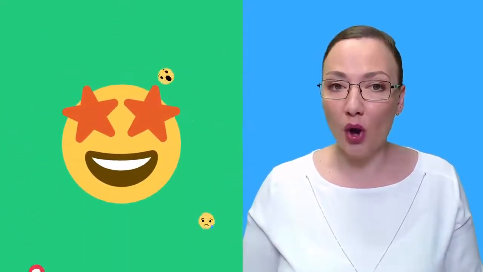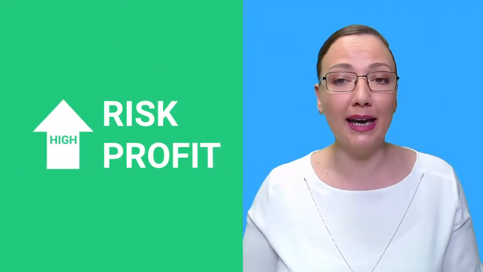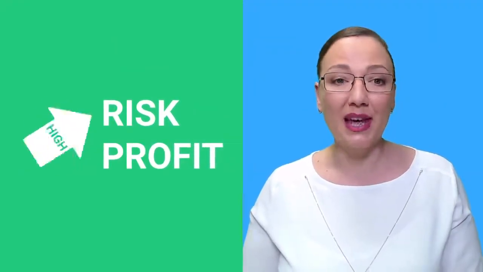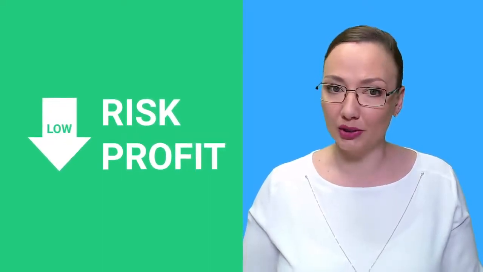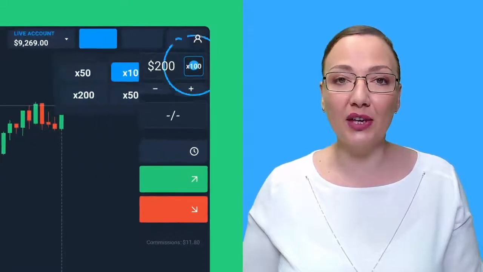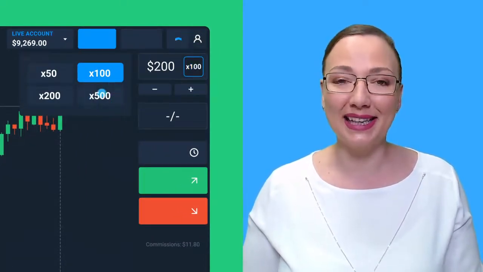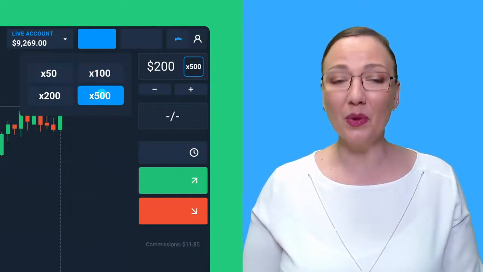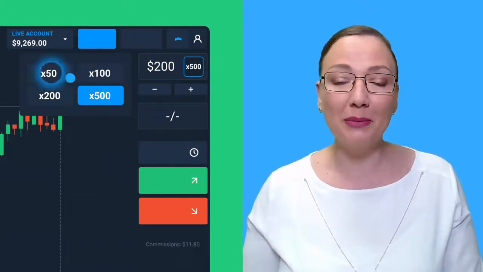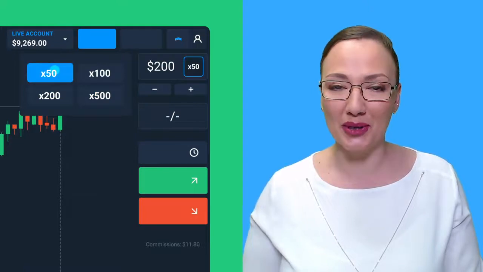This is a really awesome tool which should be used with caution. Remember, the higher the multiplier, the higher the risk, but a higher potential profit. The lower the multiplier, the lower the risk, and a lower potential profit. So if you have a good signal and you are sure and confident about your trade, then use a higher multiplier. While if you have doubt, to minimize losses, use a lower multiplier.